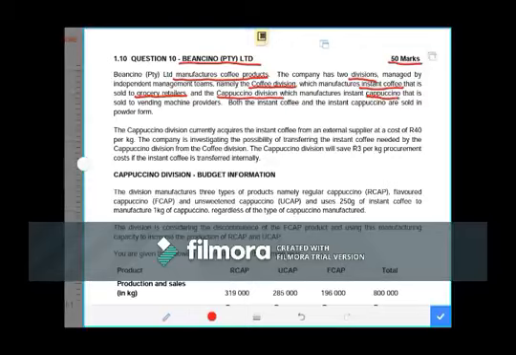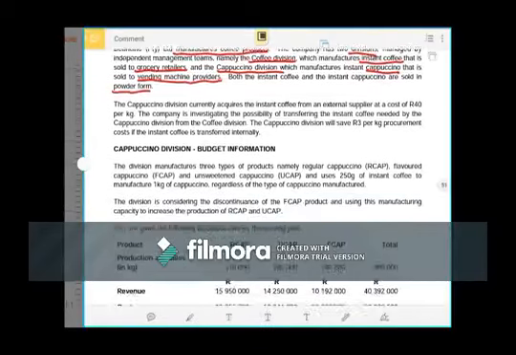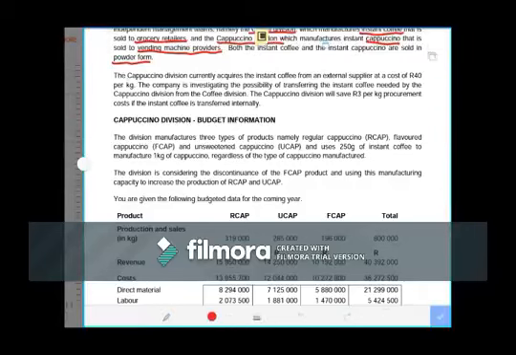So this is another division. It manufactures instant cappuccino that is sold to vending machine providers. And both the instant coffee and the instant cappuccino are sold in powder form. So this is a powder form, it is not sold in liters. Then it further says that the cappuccino division currently acquires the instant coffee from an external supplier. So they are buying this from an external supplier at the cost price of 40 rand per kg.